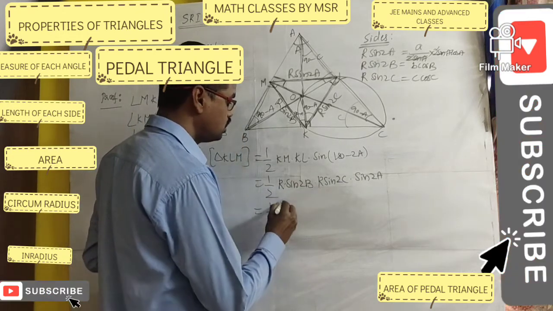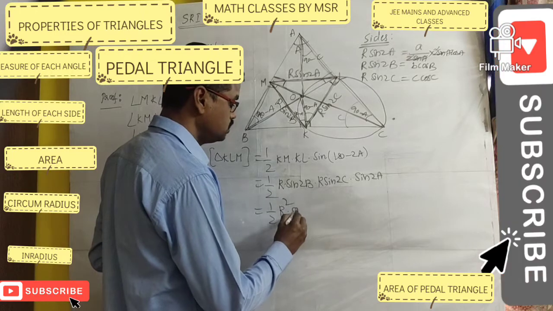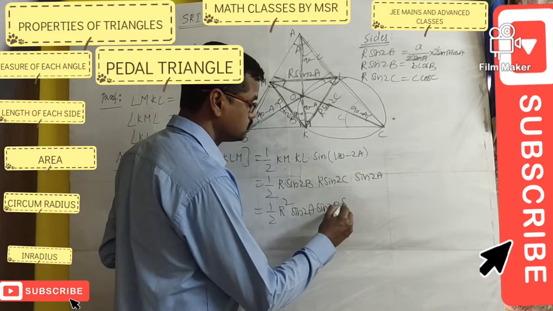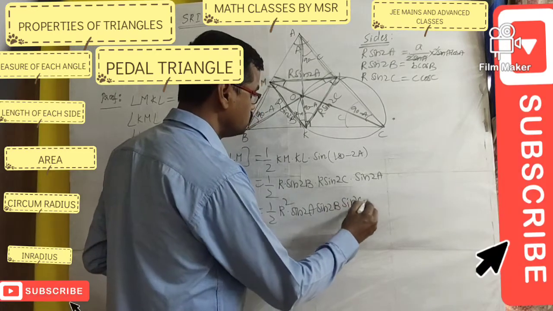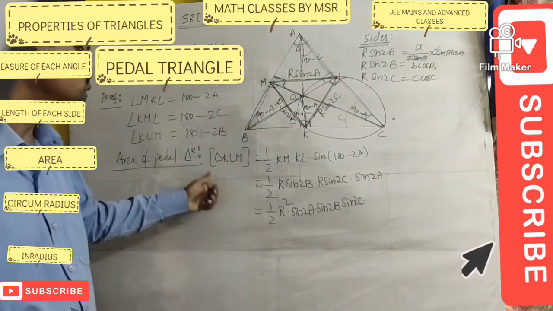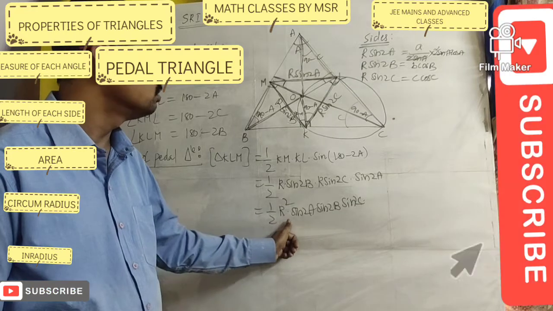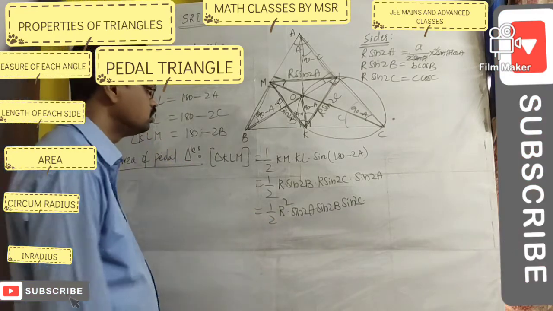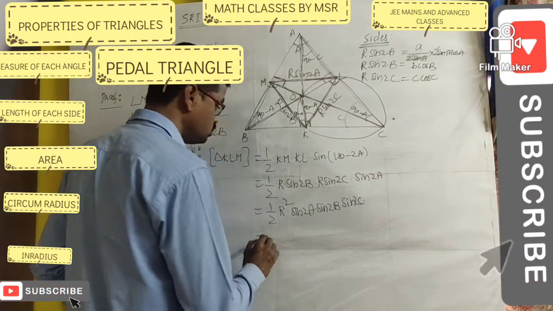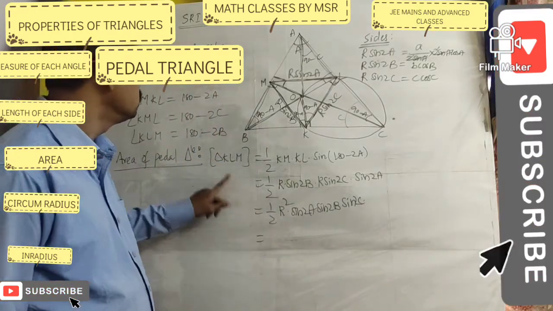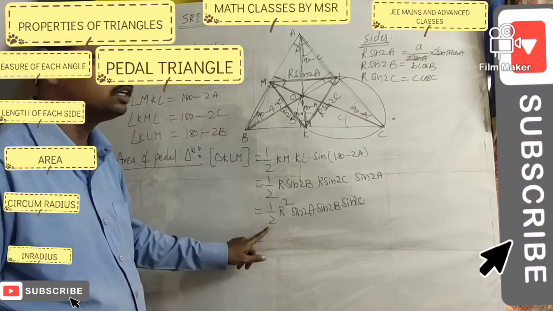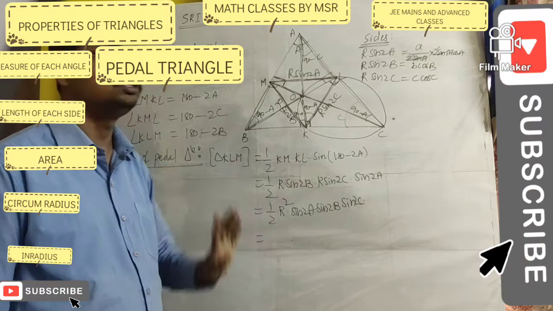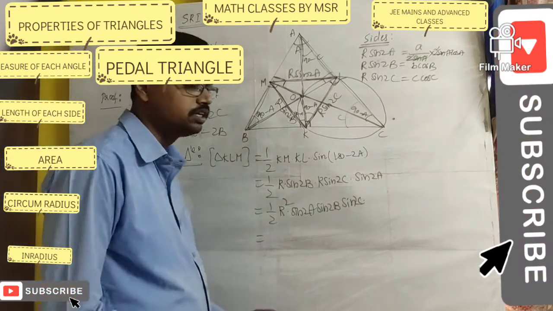So R into R square, sin 2A, sin 2B, sin 2C. Okay, so what is the area of the triangle we got? Half of R square, sin 2A, sin 2B, sin 2C. So this is the area of the triangle, that is the area of the pedal triangle: R square by 2 into sin 2A into sin 2B into sin 2C. That is the area of the pedal triangle.